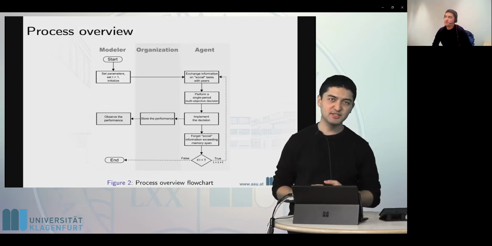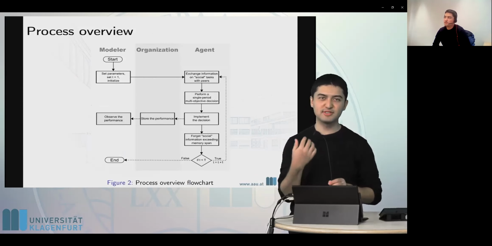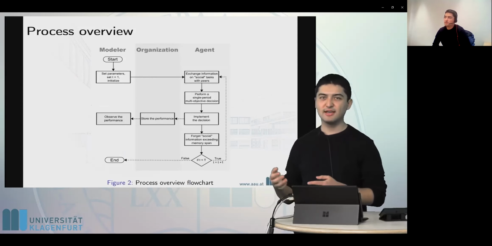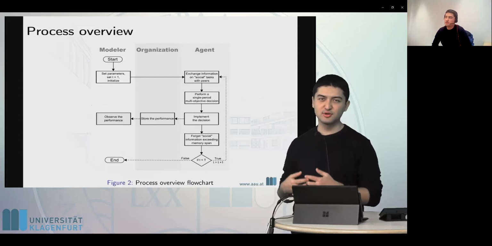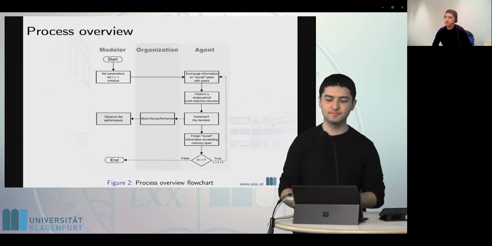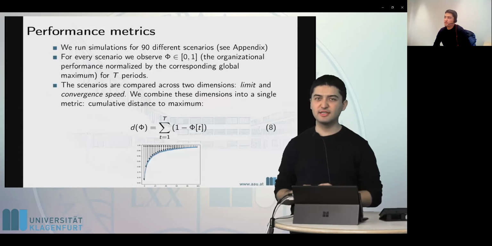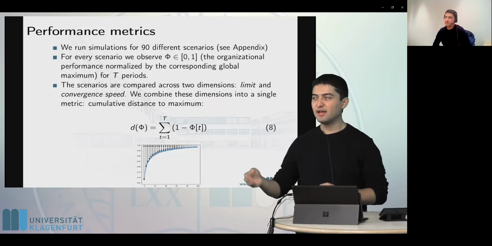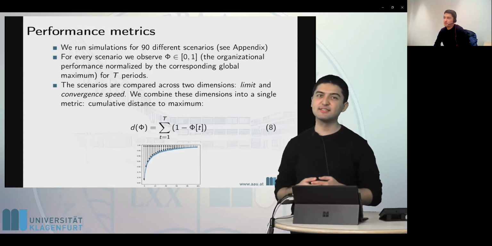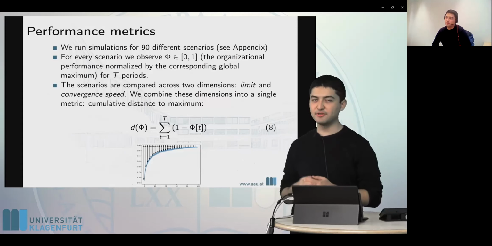Agents share the information, perform the decision, which yields the performance, and we observe that performance. And they forget the social shared information that exceeds their memory span, and they go to the next period. So the performance usually looks like the following graph, where the x-axis represents the time period and the y-axis represents the performance at that time period.